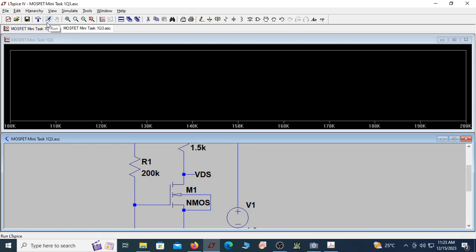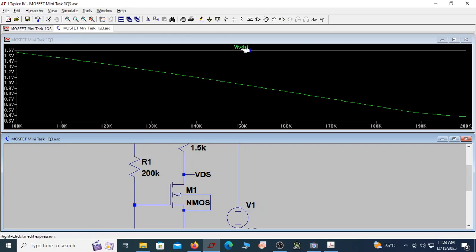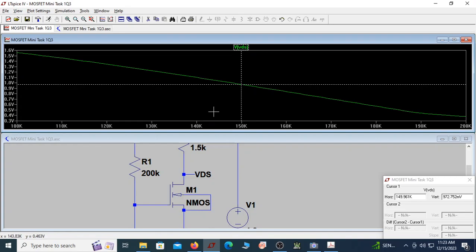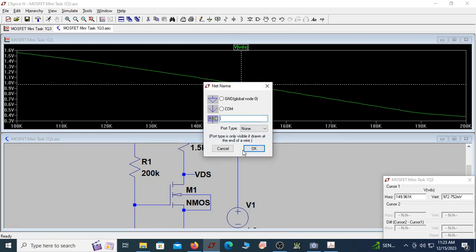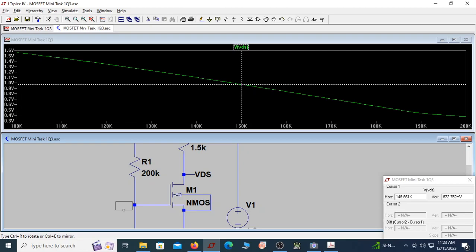Now I will run it. And when I see this, I'm seeing VDS. So now let us look for VDS at 187. To verify this, let me also take VGS here. Let me name this as VGS, so that when the difference becomes 0.4, that becomes my VDS at. This is VGS. Fine. Okay. Let me connect this to this.